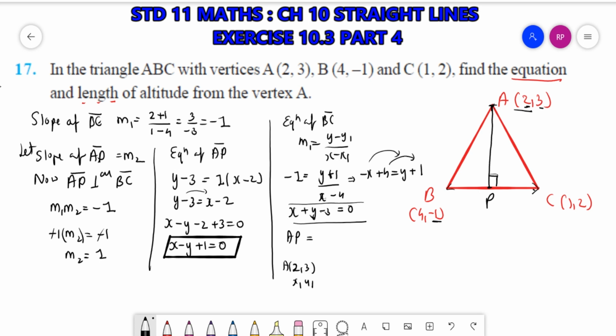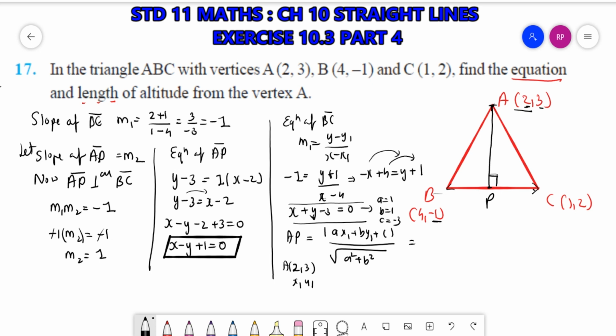Here for this line, coefficient of x, a, is equal to 1, coefficient of y, b, is equal to 1, coefficient of c is equal to minus 3. So I will use the formula (ax1 plus by1 plus c) upon under root of a square plus b square, the distance of a point A from line BC, that is P, so AP.